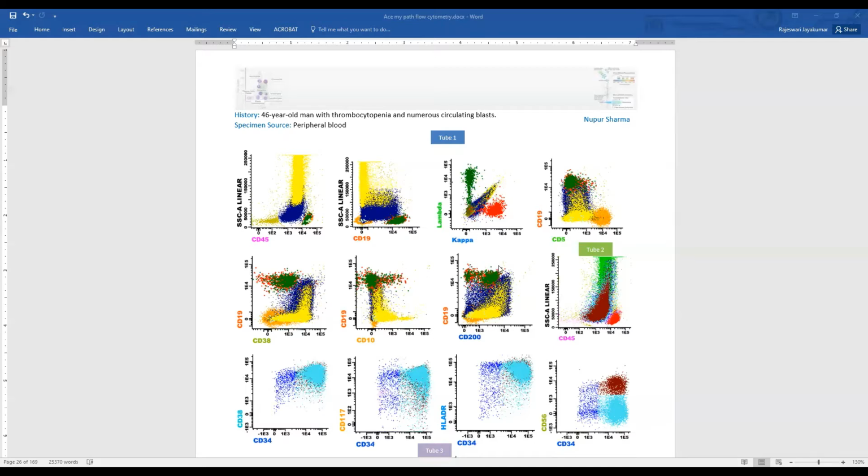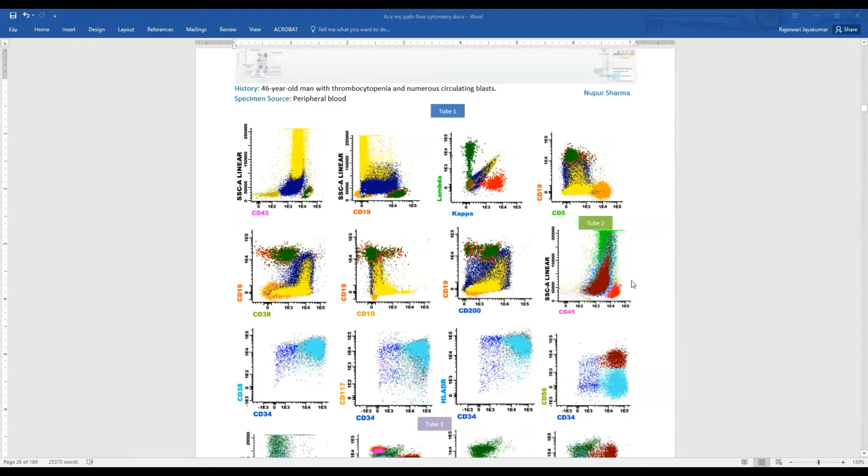CD200 is positive on the blasts. And one thing I want you to note is the intensity of the CD19 expression. It's not bright and homogeneous CD19 expression. It's a variable, or partial, CD19 expression.